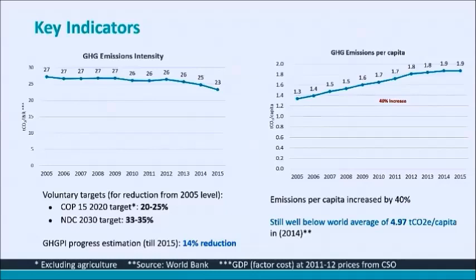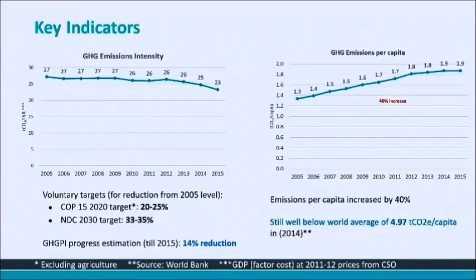Now we'll take a look at how India's emissions have been doing with regard to key indicators like GDP, energy, and population. Our overall emissions intensity of GDP declined between 2005 and 2015. If you look at our COP15 reduction targets for 2020, you'll see that we've achieved about 14% reduction as per our calculations. This reduction can be attributed to the influx of renewable energy and other low carbon technologies in both demand and supply sectors during this period.